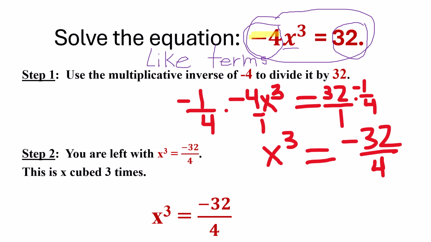Okay, so I'm going to highlight this here. You cannot do anything until you move forward with this equation. So now you use the multiplicative inverse of 4. When you multiply negative 4, you have to remember it's like a fraction. So the inverse is negative 1/4.